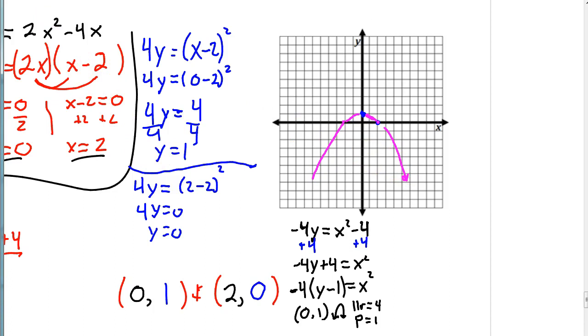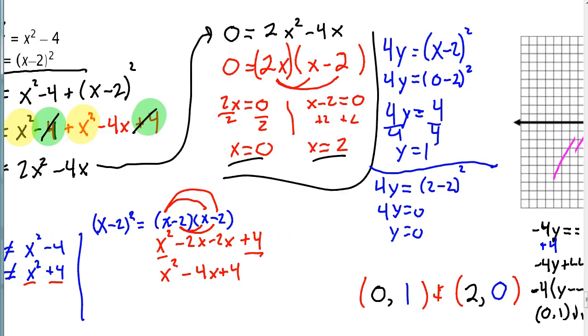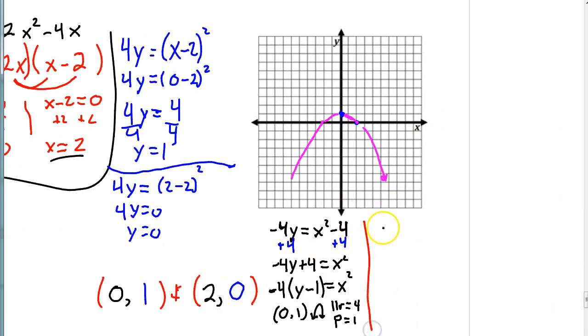And then next, we have one more. We have 4y equals x minus 2 squared. This is already in the correct format. We can already tell here that the vertex will be at 2 comma 0. X is 2, y is 0. And then in the same way, our LR is 4. So our p-value again is 1. Now this one, since this is positive 4, is opening up.